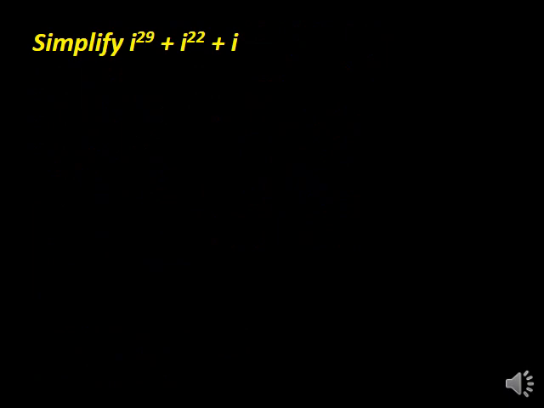Okay, simplify i raised to 29 plus i raised to 22 plus i. Okay, so we write i to 29 as i raised to 28 plus 1, because 28 is a multiple of 4. And then we write 22 as 20 plus 2, because 20 is a multiple of 4. Now, i to the 28 plus 1 is simply i, and i squared is negative 1, and then we have i is equal to i. So we have negative 1 plus 2i.